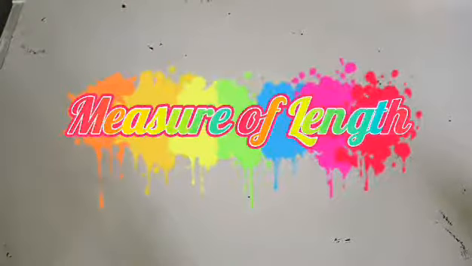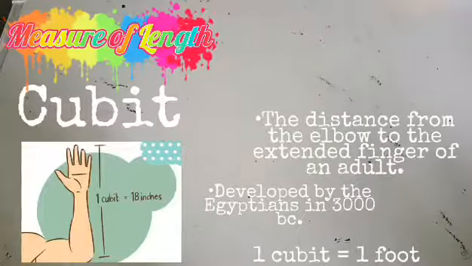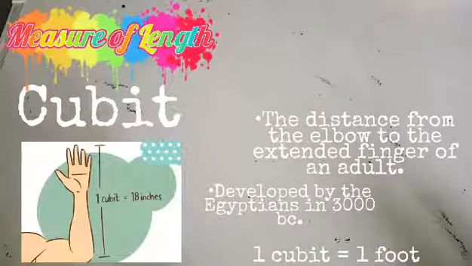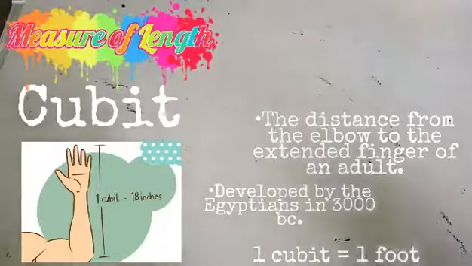So the first one is the measure of length. The first standard unit for length was the cubit. That is the distance from the elbow to the extended finger of an adult. The cubit was developed by the Egyptians in 3000 BC. In today's measurement, a cubit can be compared to 1 foot.